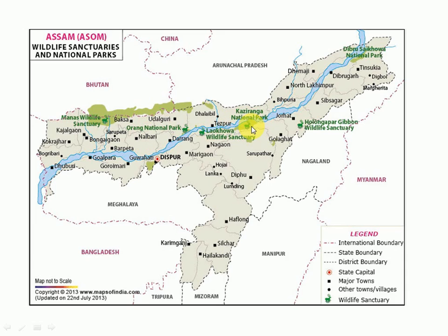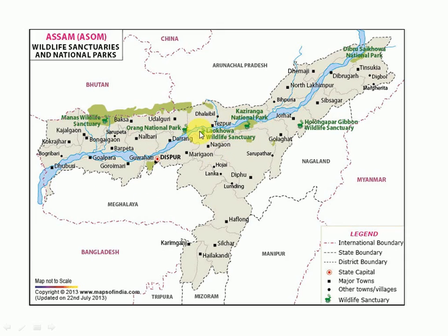And you have to see this map this way, right? Orang National Park is situated on the north bank of the river. So there could be a question: is Kaziranga situated on the north bank of the river or the southern part of the river? Then you can see this Gibbon Wildlife Sanctuary, Dibru-Saikhowa National Park, again you can see it is situated on the southern part, at the left hand.